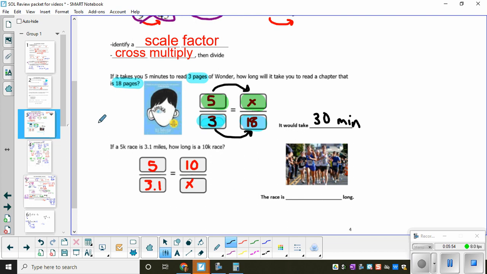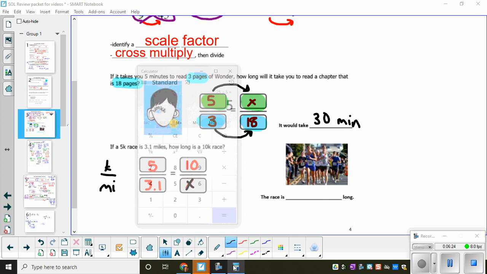All right. Now for another question we have here, if a 5K race is 3.1 miles, so we've got the kilometers up here and then miles down here. If a 5K race is 3.1 miles, how long is a 10K race? Well, 10 kilometers is now up here and our unknown is miles, which is now down here in the denominator. So you just got to be careful. It depends on what the question is asking and how it's set up. But sometimes X will go up top and sometimes it'll go down below.